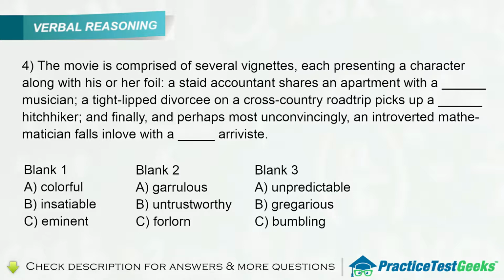Question 4. The movie is comprised of several vignettes, each presenting a character along with his or her foil. A state accountant shares an apartment with a blank musician. A tight-lipped divorcee on a cross-country road trip picks up a blank hitchhiker. And finally, and perhaps most unconvincingly, an introverted mathematician falls in love with a blank arrivist.